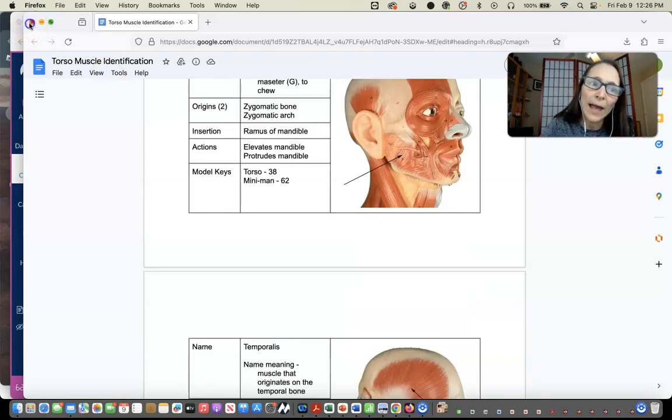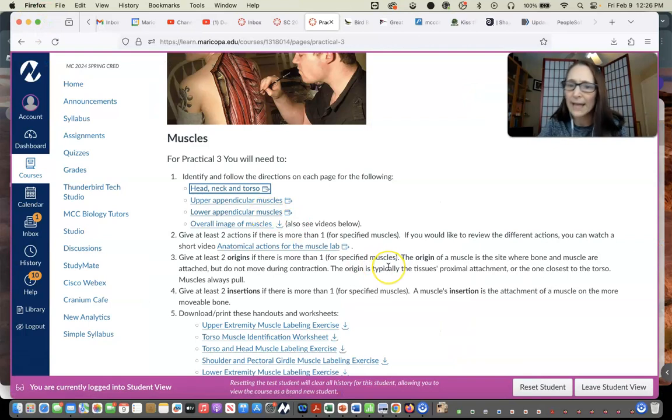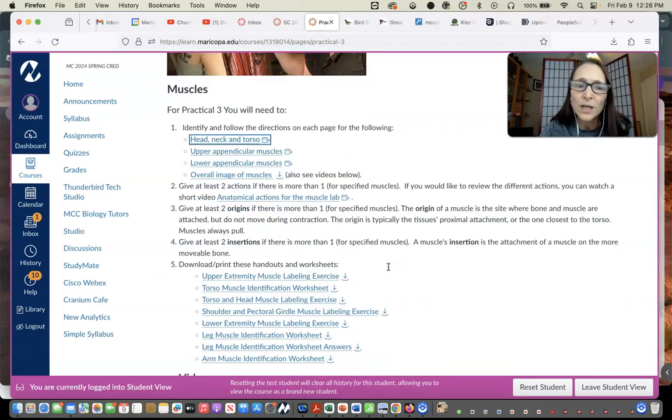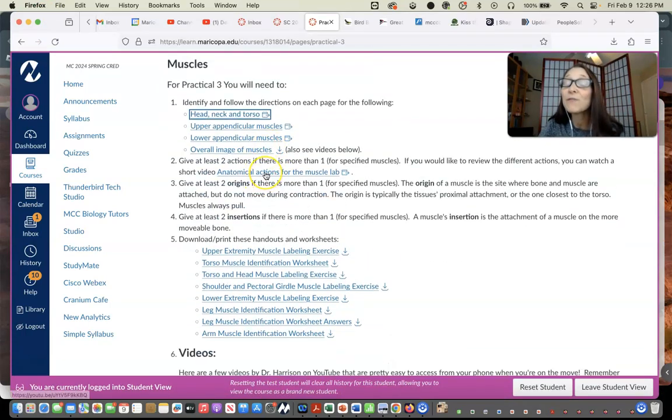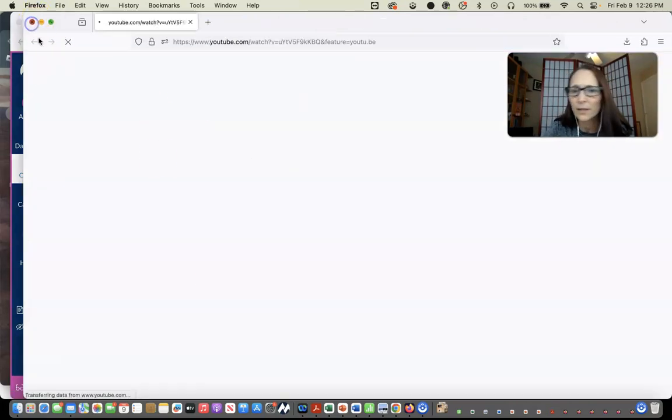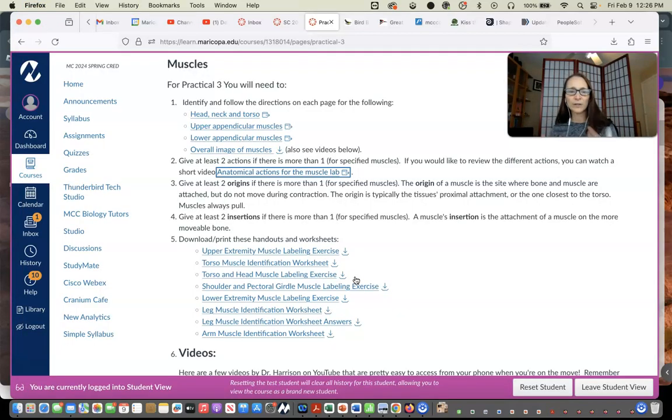So where do you go after you've initially looked at and gone through these different muscles? Oh, and here, if you need to review the anatomical actions for the muscle lab, you can do that here. So I'm not going to pull that YouTube video up because it'll take a while to load. It is an older video. Please don't laugh.